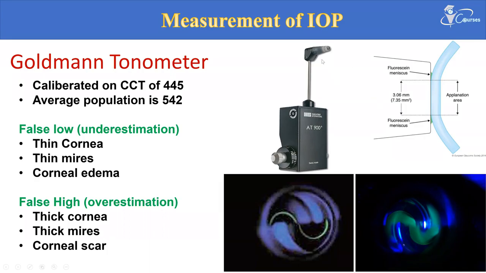This applanation tonometer is calibrated on a central corneal thickness of 500 microns. Sorry, it is 500, not 400.